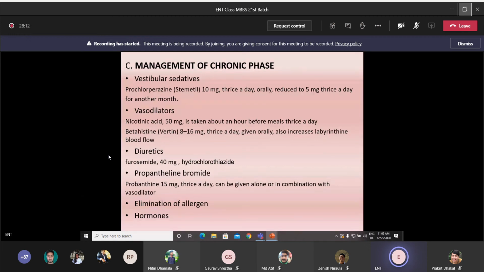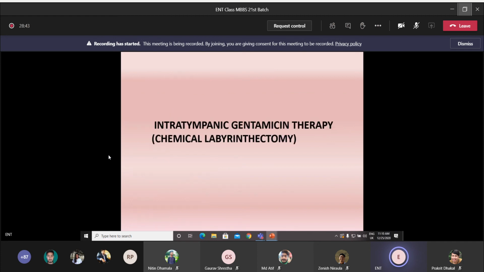Diuretics are also given. We can even give potassium sparing diuretics, hydrochlorothiazide or furosemide, or sometimes even acetazolamide can also be given. And depending on elimination of the allergen, if the allergy is the cause, and hormones. In case of hypothyroidism, you may have to give thyroxine supplement to the patient. So these things need to be done. Now, there's another treatment which is intratympanic gentamicin therapy.